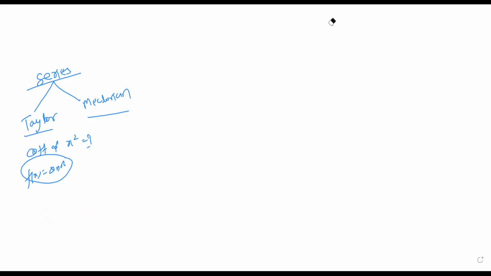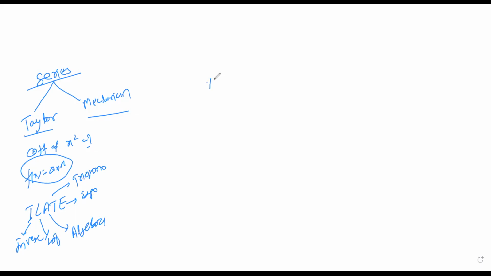The functions are here, it's ILATE. I for inverse function, L for logarithmic function, A is for algebra, T is for trigonometry, and E for exponential. So these are the 5 functions, and we have to know how to find the series.